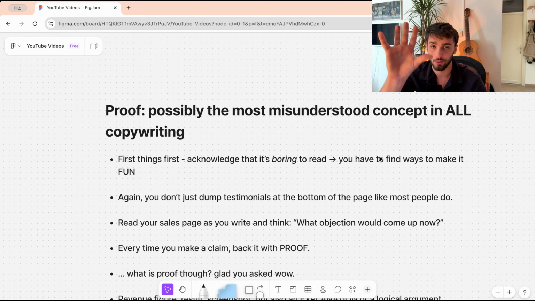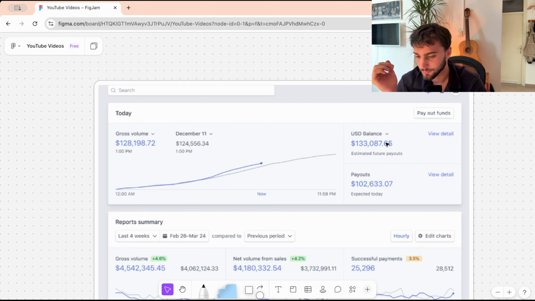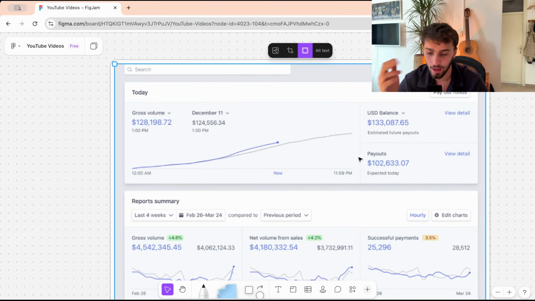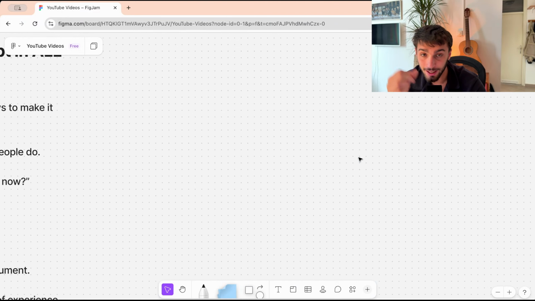Because right now, you might have the conception that all proof is this: Stripe dashboards, hundreds of thousands. Forget that. I mean, don't forget that. That's obviously great proof. But that is not the only thing.